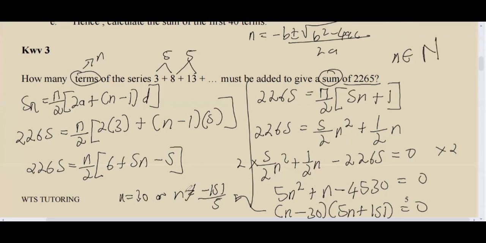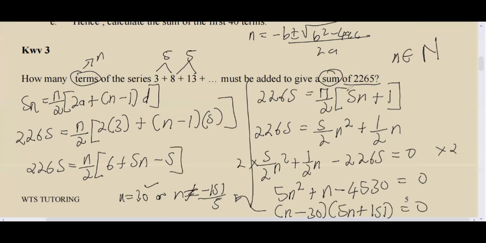So that means this is not a natural number here. A natural number is not negative, cannot be negative, and it cannot be a decimal as well, right? So if you punch this one, it will obviously give you a decimal, right? So n must be an element of natural numbers. That means the correct answer is 30.